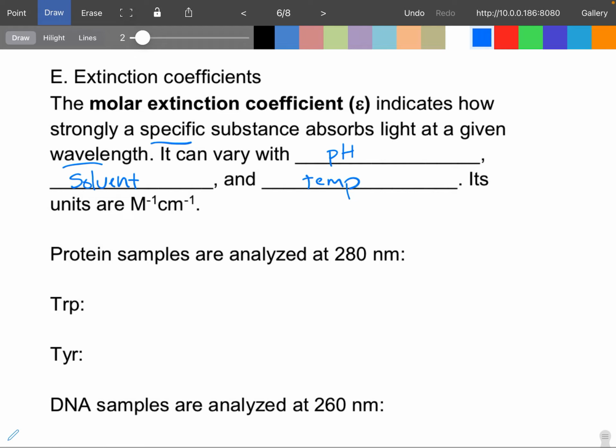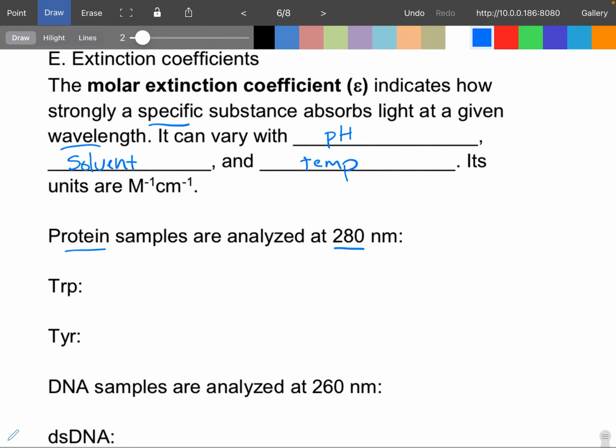And certainly the first part of our course, Unit 1, we're going to spend a lot of time working with protein. And as I mentioned, we analyze protein at 280 nanometers because of these aromatic side chains. And so, for example, tryptophan has an extinction coefficient at 280, so a lot of times we write it like that, of kind of close to 6,000. And here are the units: inverse molar, inverse centimeter. So inverse molar, inverse centimeter.